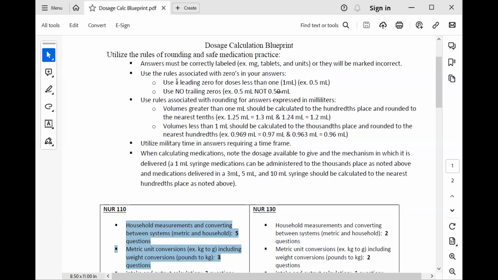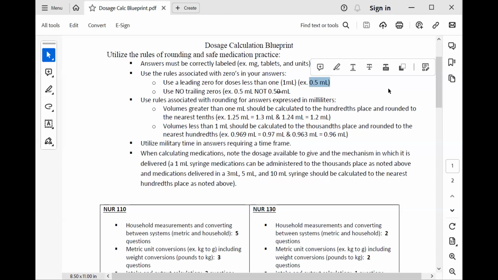There are some rules associated with leading and trailing zeros. You don't want to have leading zeros and you specifically don't want trailing zeros. The only time you'd want a leading zero is if you have a number less than 1. If you have a number less than 1, such as 0.5, then it's fine to have a leading zero. But if it's 1.5, you don't need to write 0, 1.5.